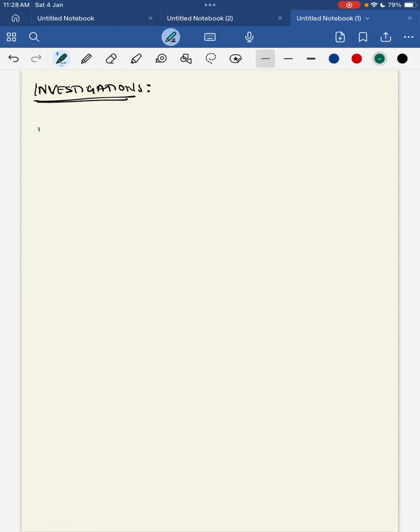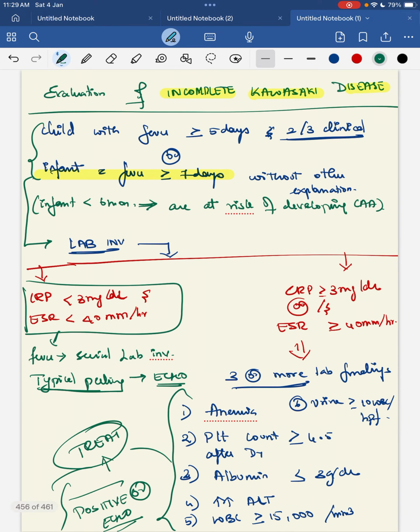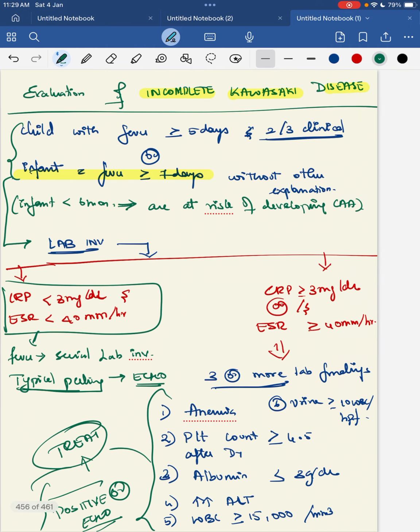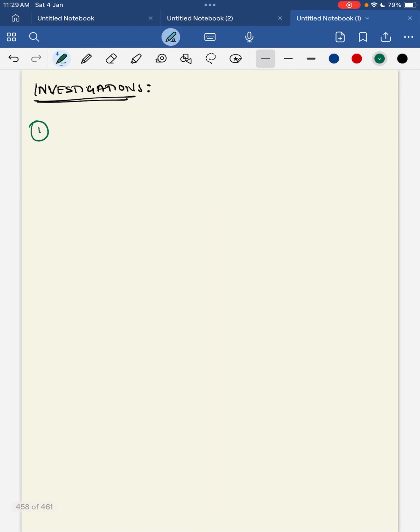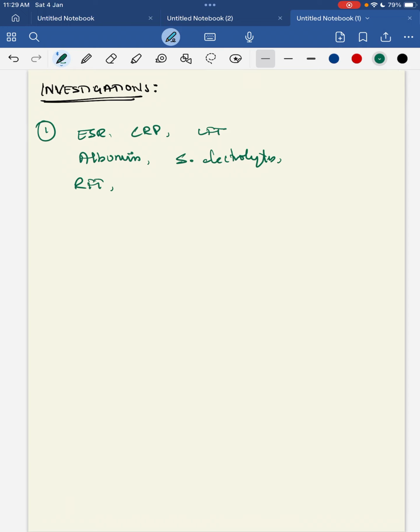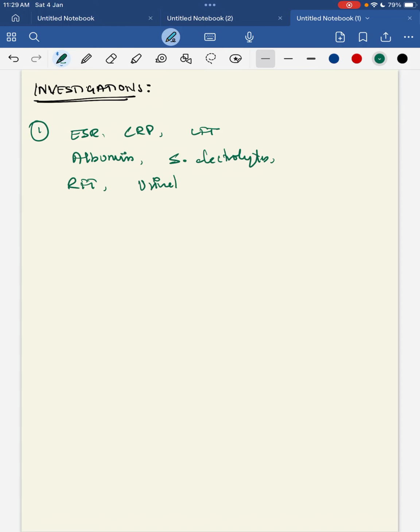Next will be your echo and ECG. They should be done whenever you suspect a child with Kawasaki disease. Echo and ECG should be done as a baseline investigation at the time of your diagnosis. Next, third, when do you repeat your echo or ECG? That is intermediate echo. So what is intermediate echo?